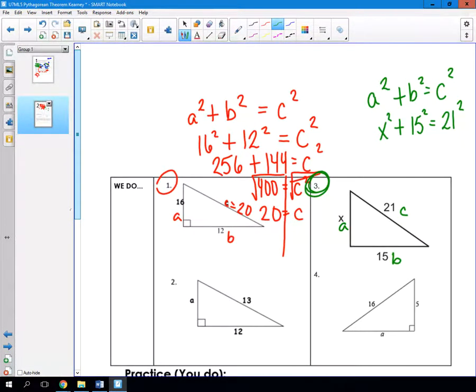Now I can simplify. So I can't do anything with X squared yet. So I've got plus 15 squared, which is 225, equals 21 squared, which is 441. And now do you see it's just a simple equation we need to solve? Yeah, so we can draw our line and solve. Okay, so how would I get rid of that 225? I'm going to subtract 225, and I end up with X squared equals 216.